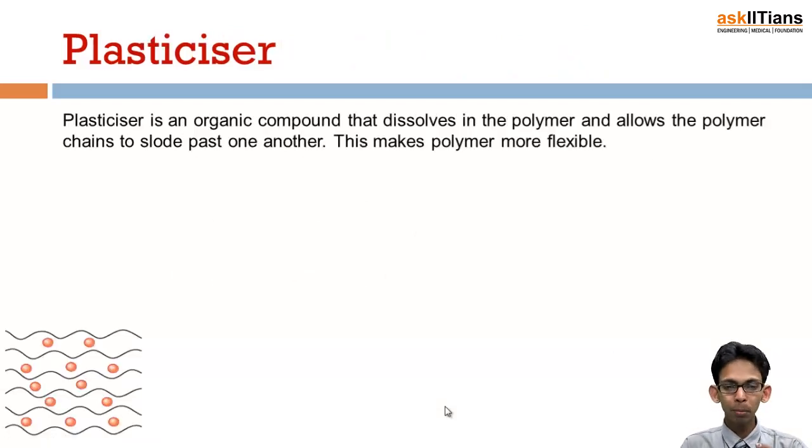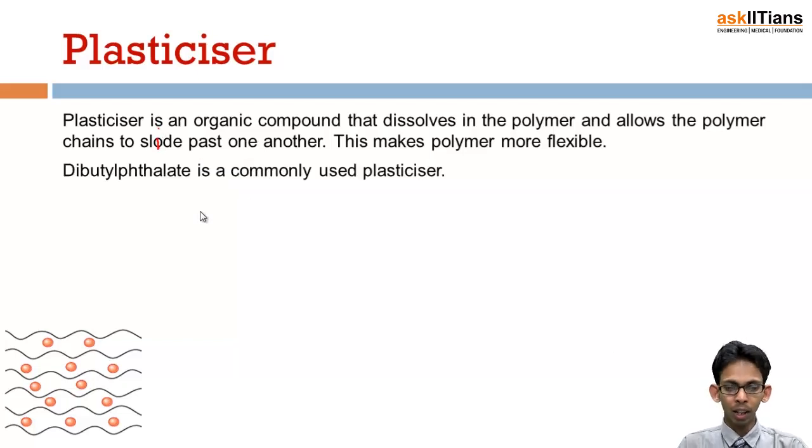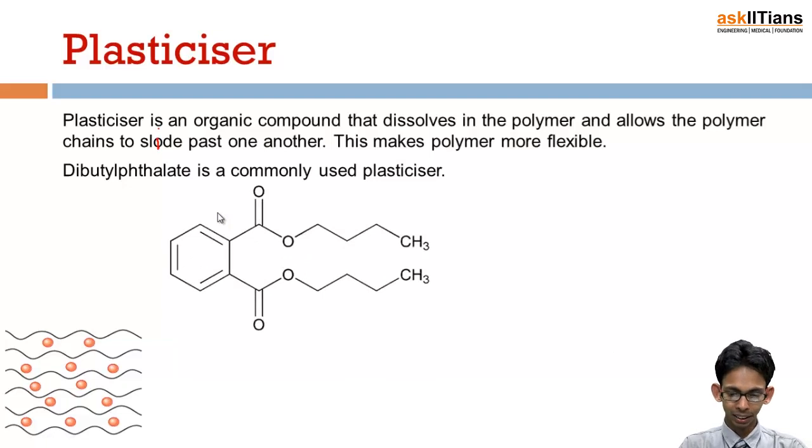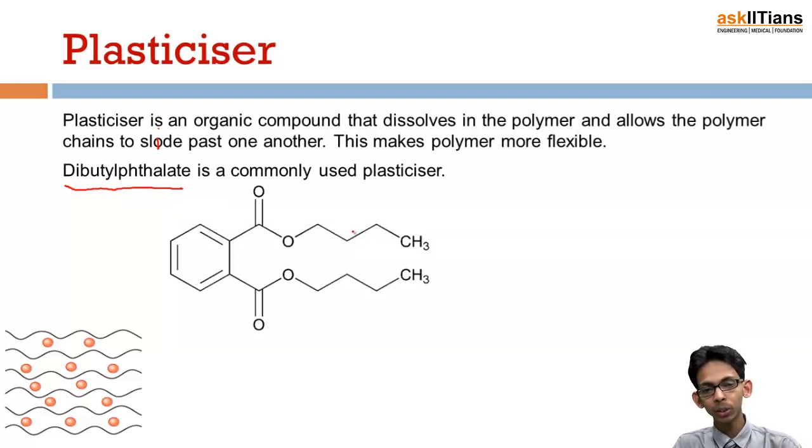Next up, there is a term plasticizer. A plasticizer is an organic compound that dissolves in polymer and allows the polymer chains to slide past one another. This makes a polymer flexible. And here are the examples of some plasticizer. It is dibutyl phthalate. It is used as a plasticizer. So if in exam it is asked what are plasticizers, so now you know that a plasticizer is an organic compound that dissolves in polymer and allows the polymer chains to slide past over one another.